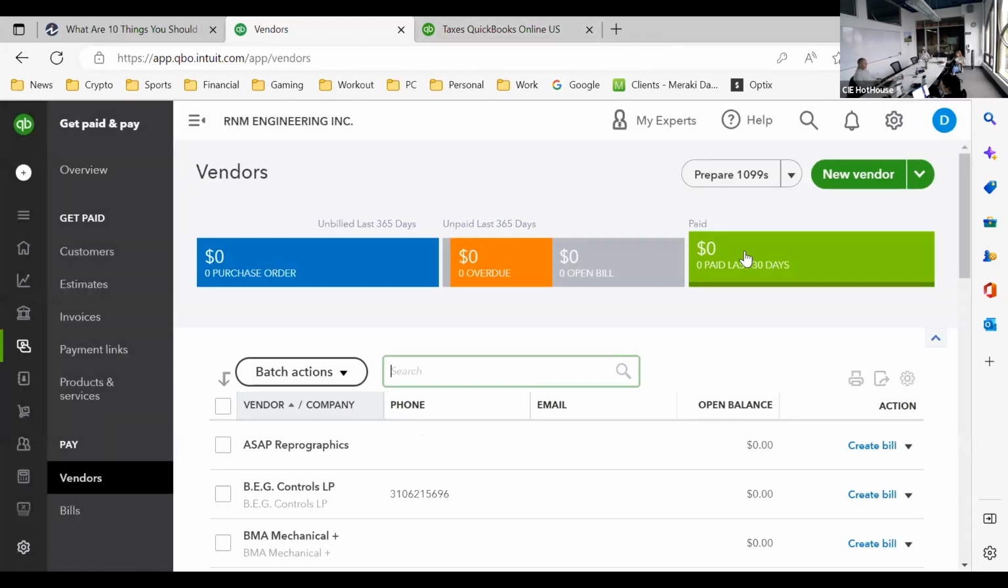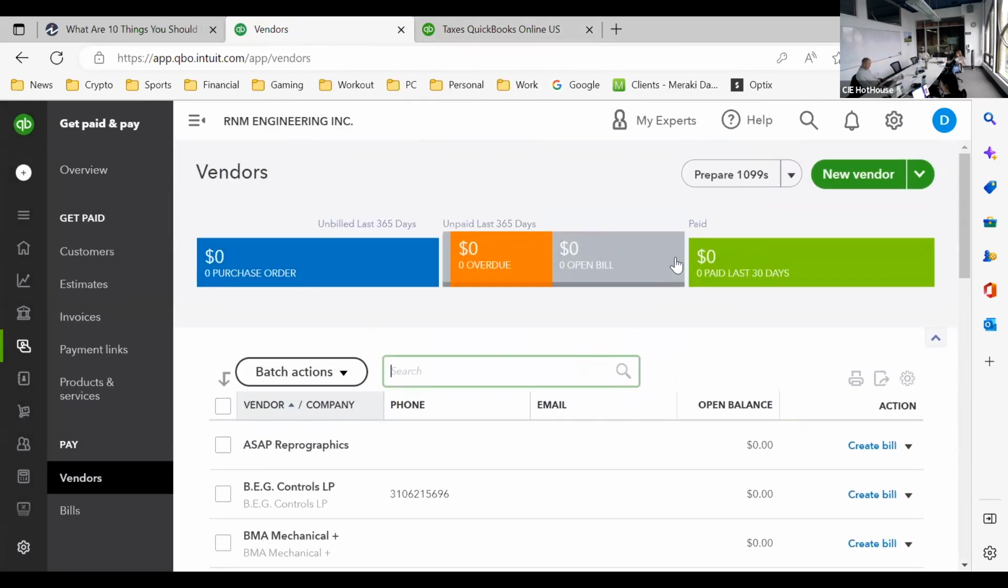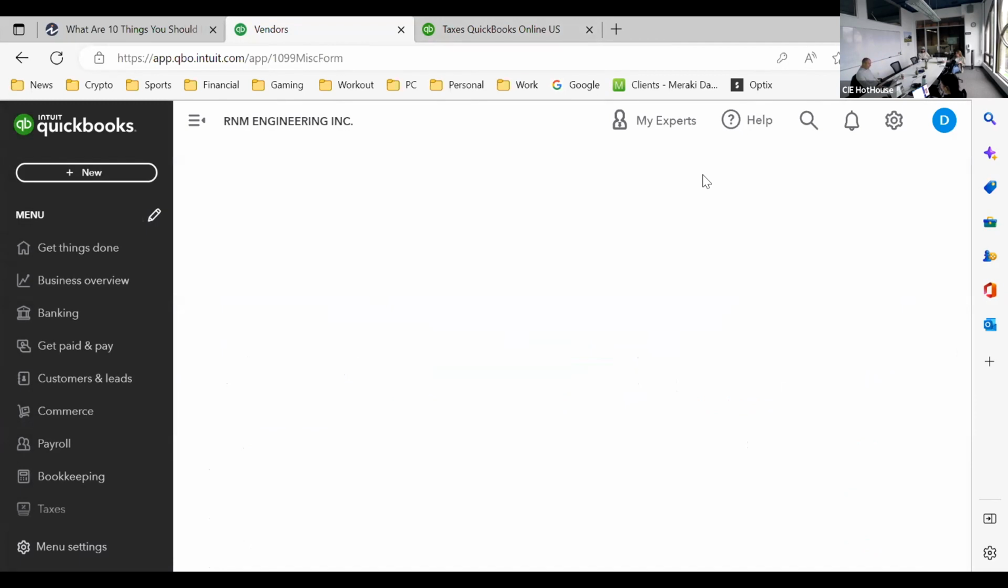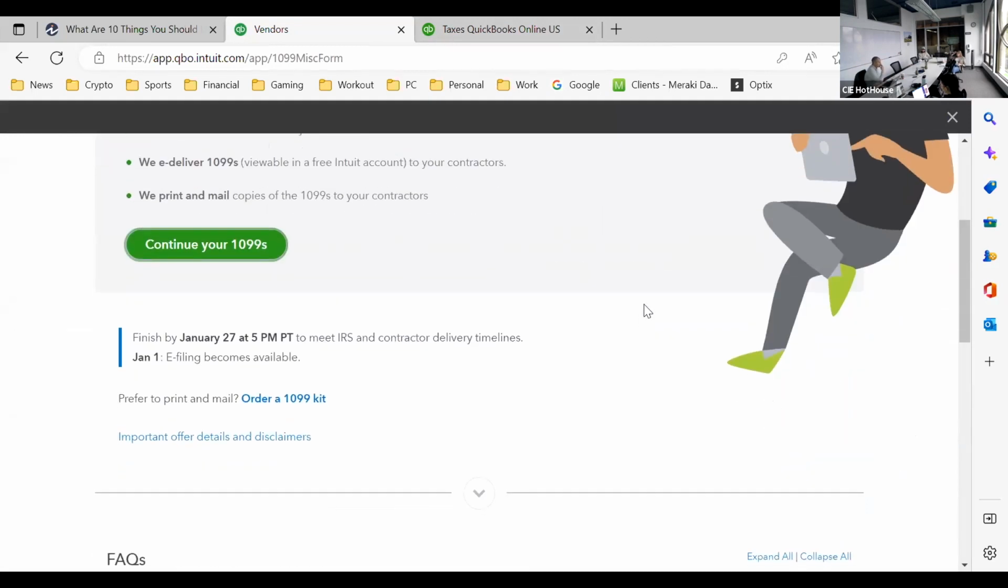Once you're in your vendor section, we're all familiar with what it looks like. We have our vendor set up in here. We're simply going to click on the top right hand corner, Prepare 1099s. Now, the system is going to prompt you and ask you a few questions. The good news is we have done everything that we talked about to this point. All of them have already been answered, right?